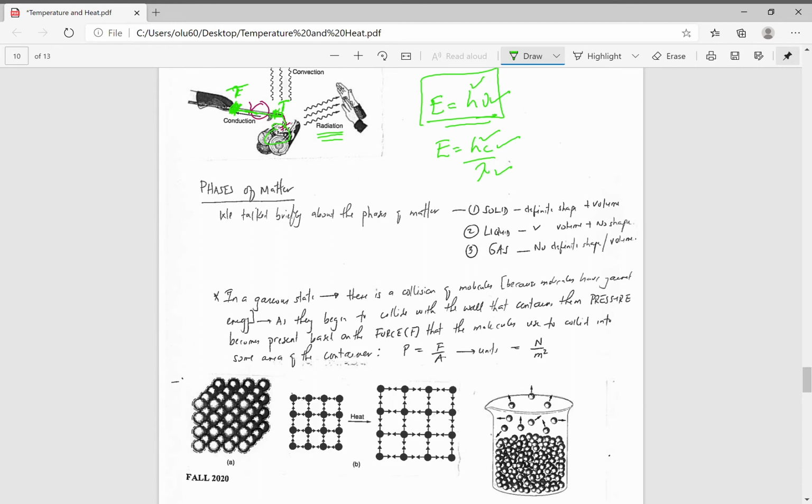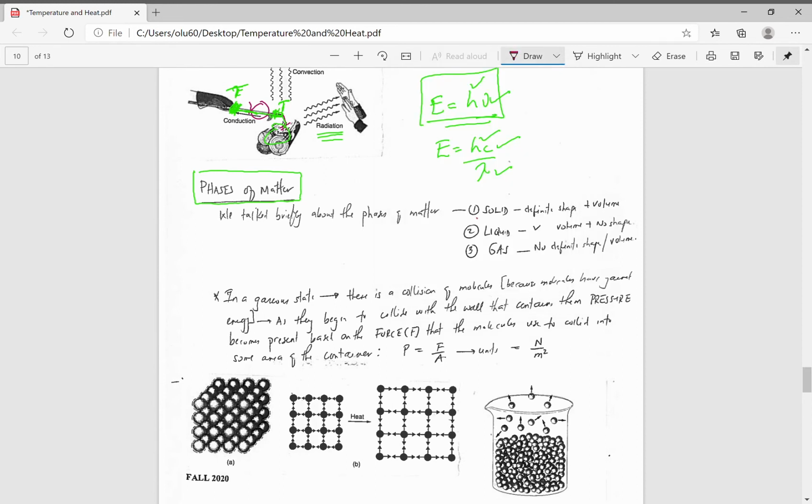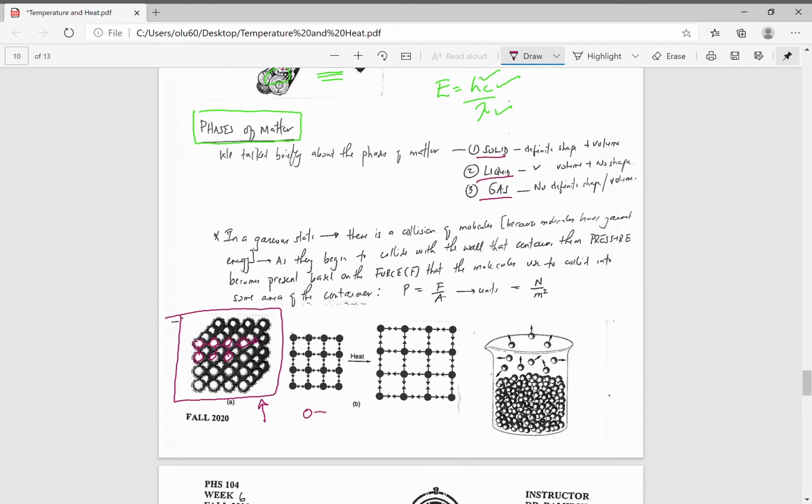Now, when it comes to the different phases of matter, we said that the phases could be either solid, liquid, or gas. What distinguishes them is their molecular structure. In a solid, all the molecules are tightly bound. Now, when you begin to add heat to this, the molecules begin not to be as tightly bound, changing its form from a solid to a liquid.